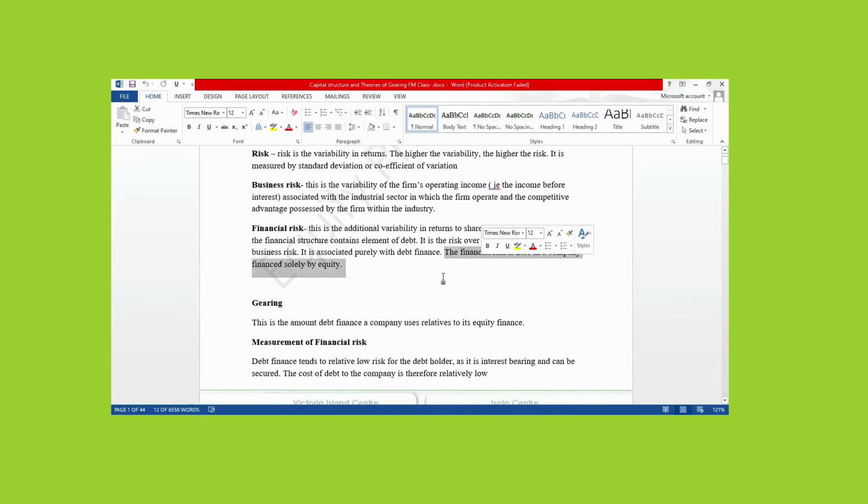That's correct. When you finance your business with equity capital only, then your financial risk is zero. In as much as you have not borrowed money, then you don't have financial risk. We are only going to talk of financial risk because the company has borrowed money. All right.